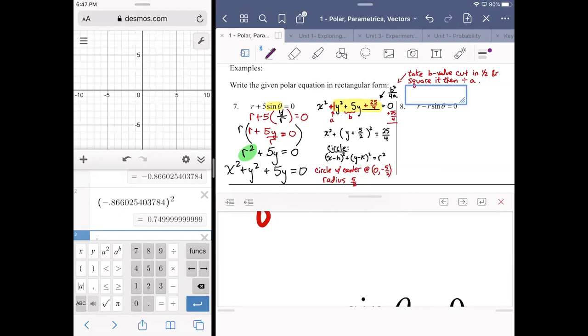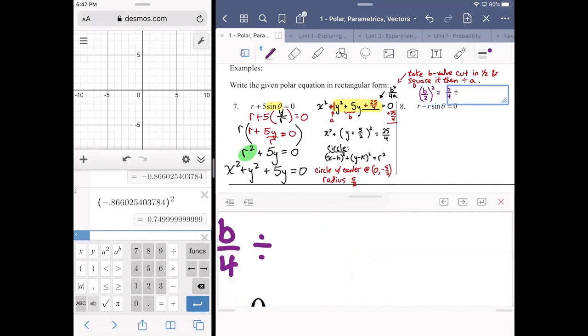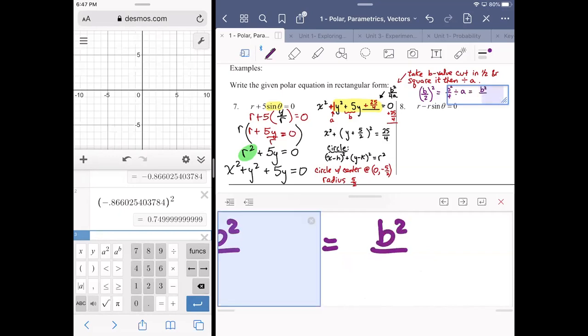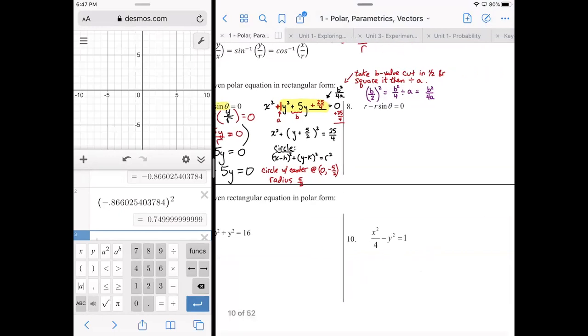No problem. So if I take the b value, cut it in half, and square it, that would give me b over 4. If I then divide that by the a value, that would give me b squared over 4a. All right, so that's where that rule is coming from. It's just a nice shorthand way of representing the completing the square technique.